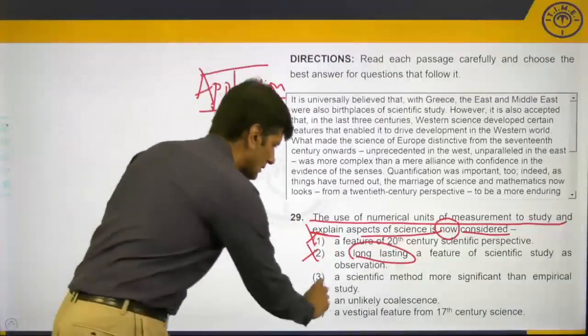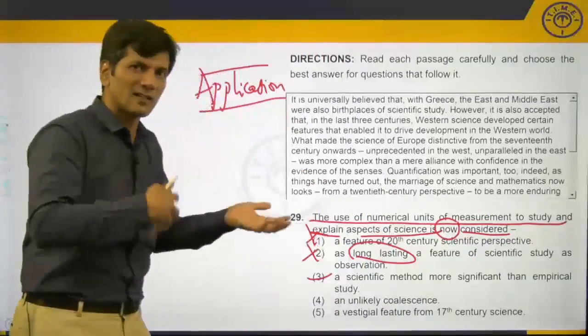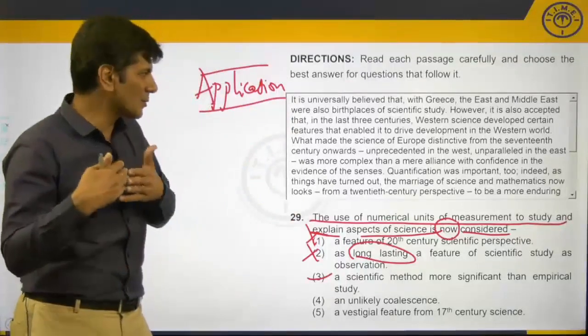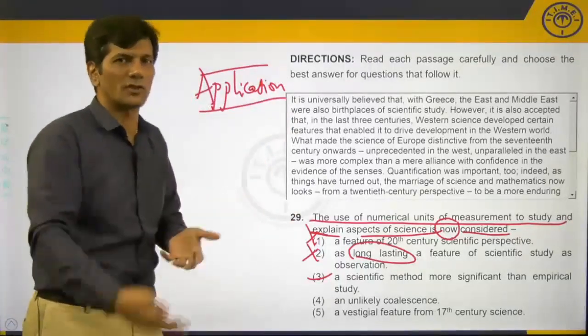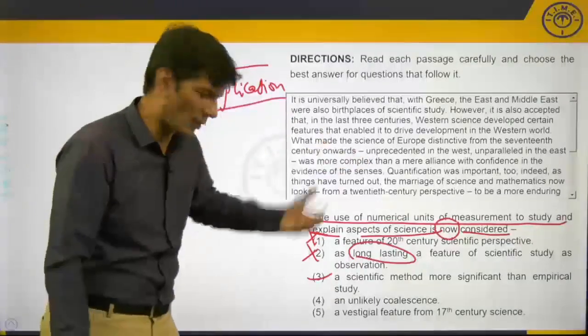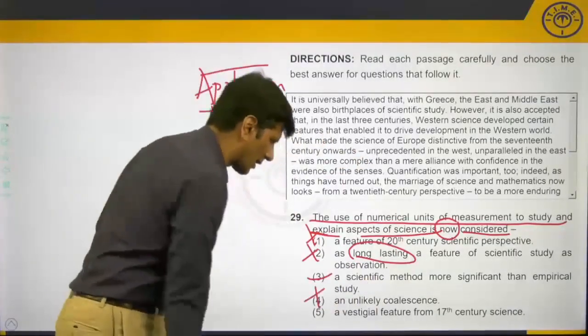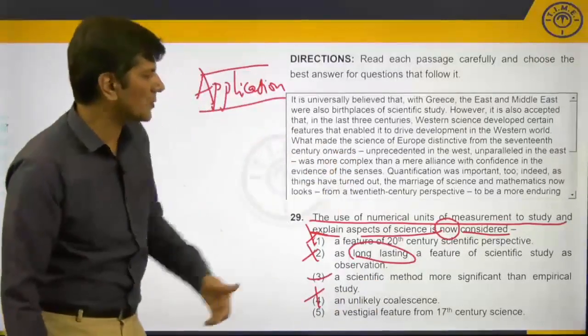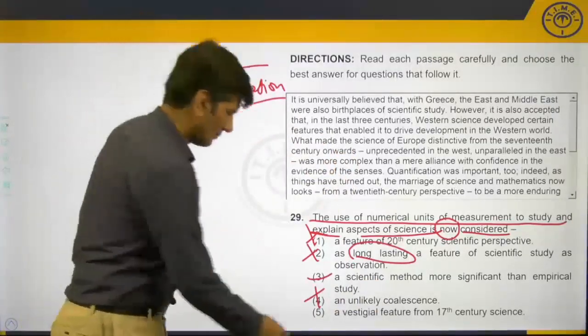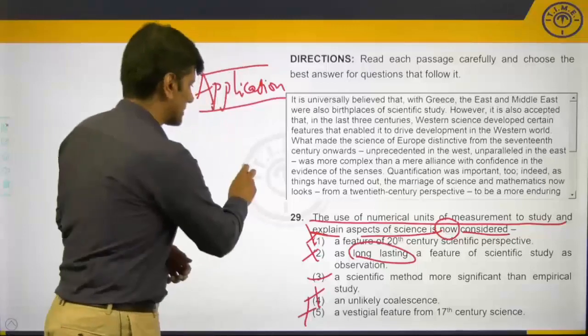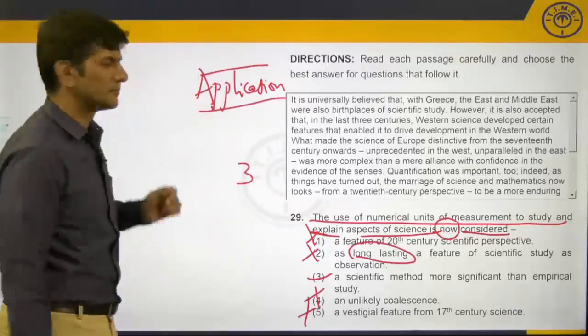Yes, of course. That's where we were talking about the marriage between science and this thing. And something that is more advanced than just observation. Experimentation, that's what he was talking about. An unlikely coalescence would be incorrect. A vestigial feature from 17th century science, again, would be incorrect. Your best pick is answer option 3.